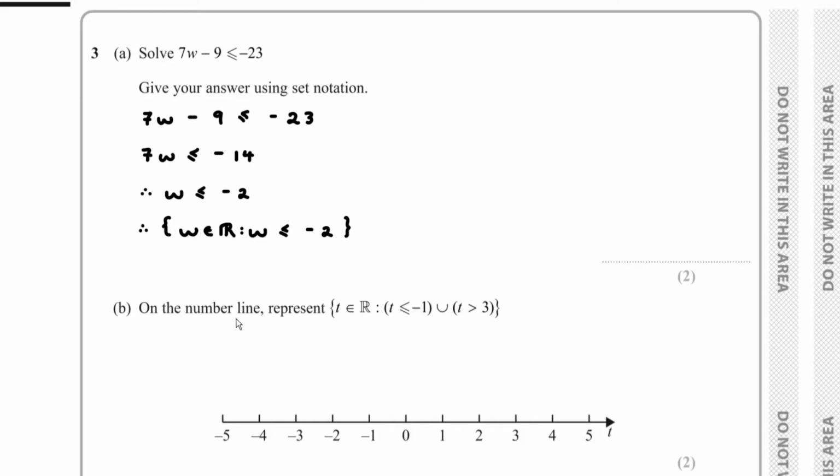Part B. On the limit line, represent t belonging to a set of real numbers where t is less than or equal to negative 1 or t is greater than 3. Well, if t is less than or equal to negative 1, that's represented here. Notice, because we have a weak inequality symbol, we shade in the circle, and where t is greater than 3, that's represented here. Because we have a strong inequality symbol, we have an empty blank circle.